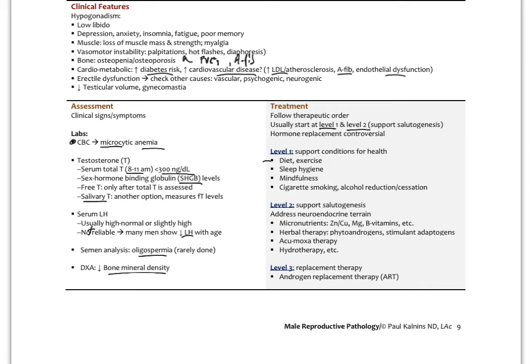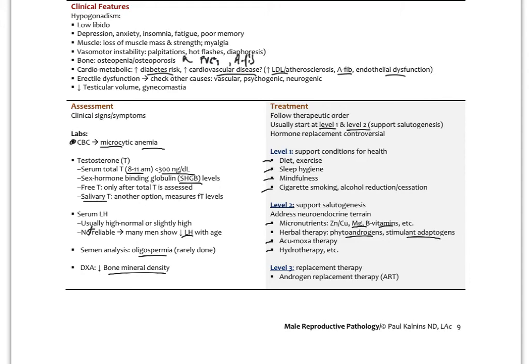I talked about some of those in the previous video. Sleep hygiene, mindfulness, reducing cigarette smoking, alcohol reduction or cessation. And then level 2 would be supporting the neuroendocrine terrain. So using micronutrients like zinc, copper, making sure that ratio was established, magnesium, B vitamins, herbal therapy with phytoandrogens or stimulant adaptogens. Again, we might need to look at the nervines or other treatments there depending on the case. Using acumoxotherapy and then potentially hydrotherapy. All of these would be level 2 interventions.